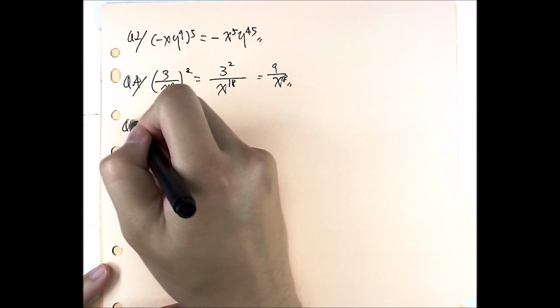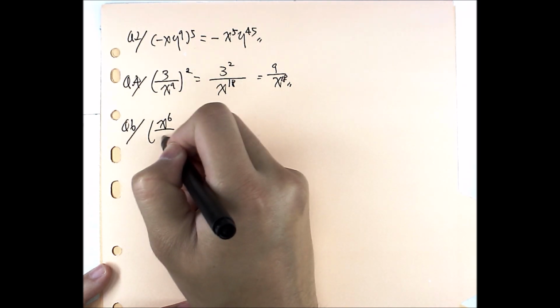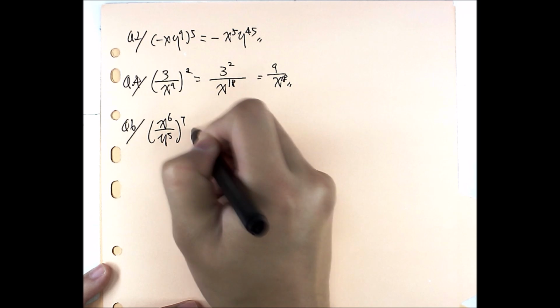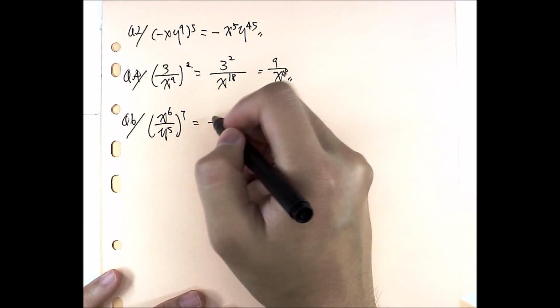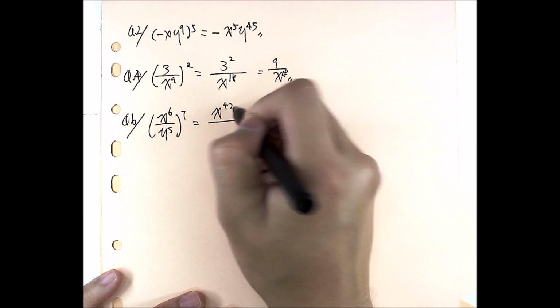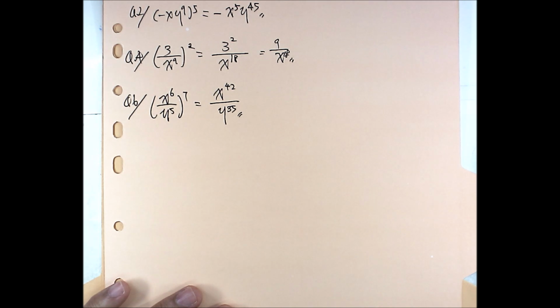So keep going. Question 6. So x to the power 6 over y to the power 5, all to the power 7. So you can directly give them the power 7. 6 times 7, 42. 5 times 7, 35. It's quite easy. So keep going.